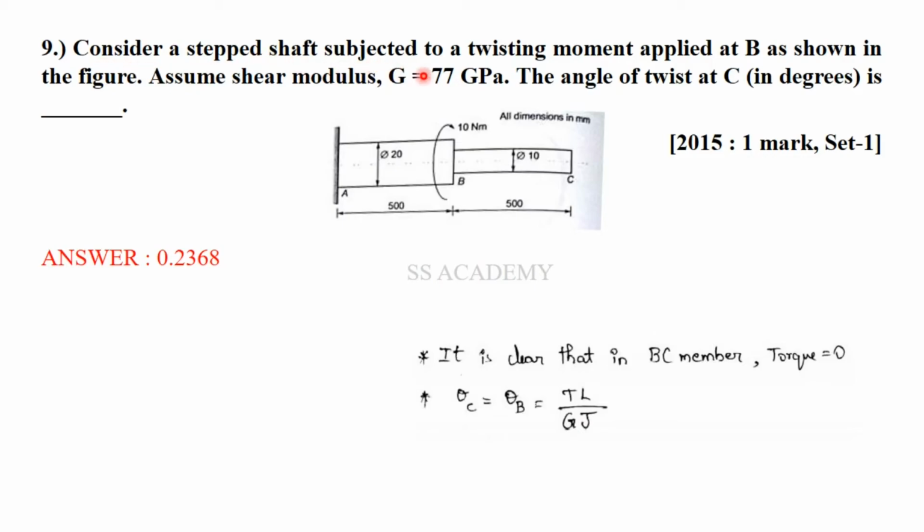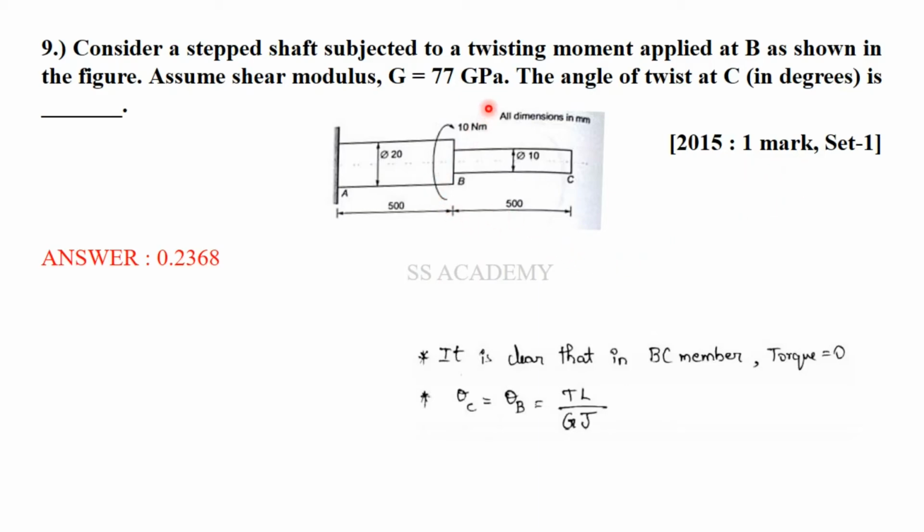Consider a stepped shaft subjected to a twisting moment applied at B as shown in the figure. Assume shear modulus G is equal to 77 gigapascal. The angle of twist at C in degrees is asked, that is, the angular deflection at C. It is also a stepped bar, that is, a compound bar or a series bar. It is a 2015 set 1 question asked for 1 mark.